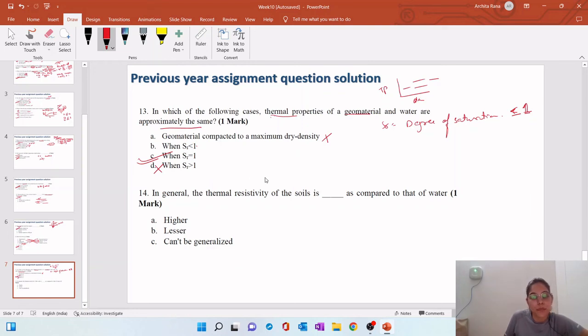Next is the thermal resistivity. We know that water has high thermal conductivity. It means low thermal resistivity, and soil has not so high thermal conductivity and should have high thermal resistivity. So soil has higher thermal resistivity compared to water.